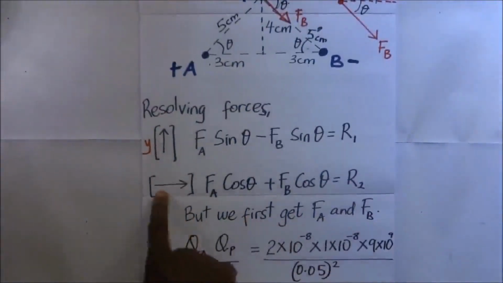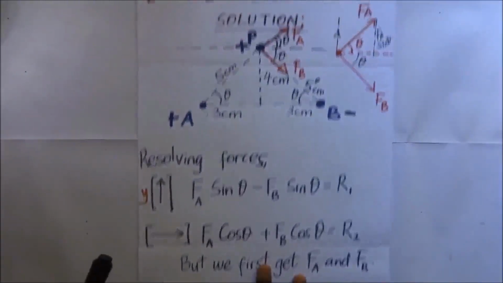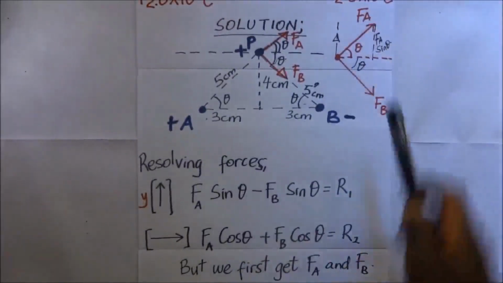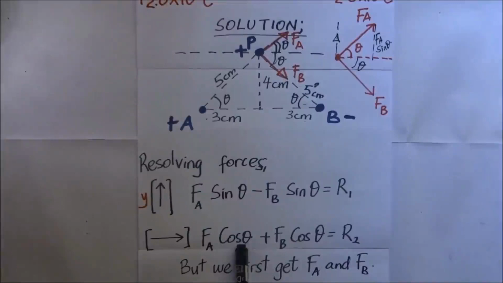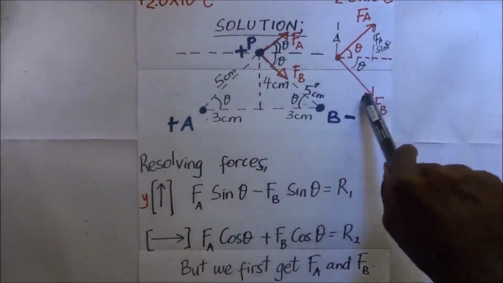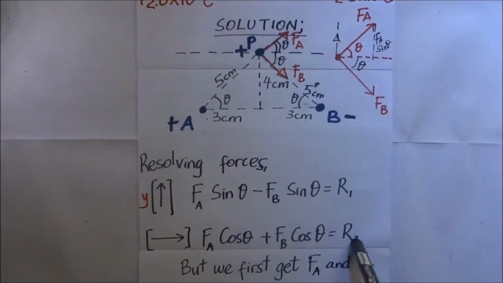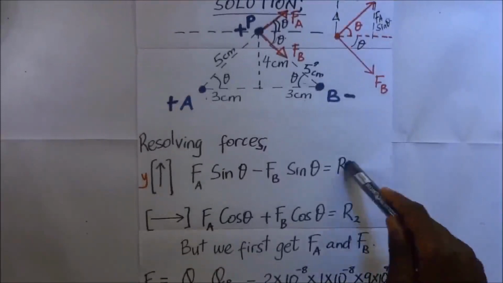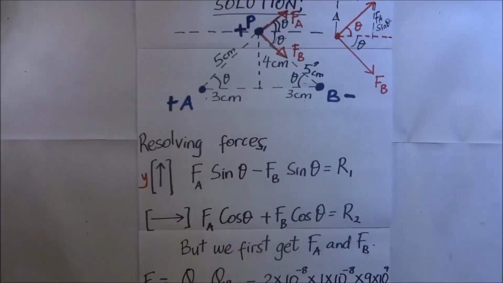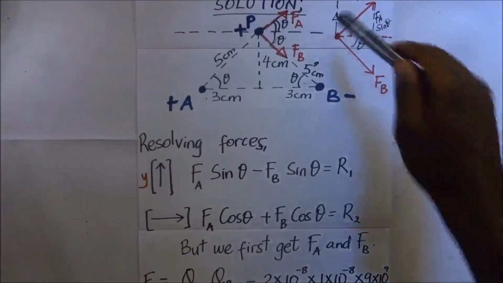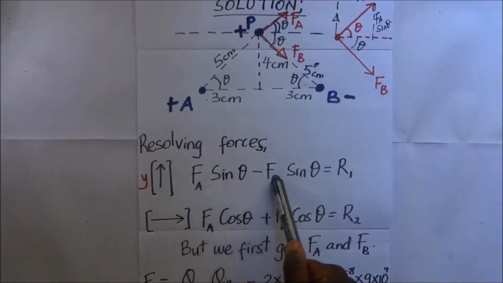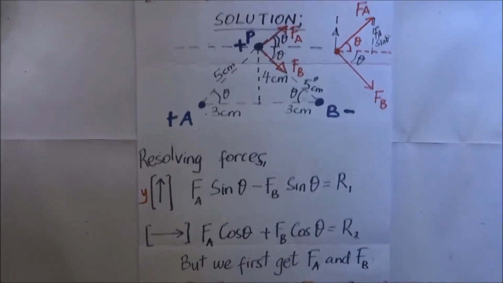Then resolving the forces along the x-axis, looking at FA, resolving it along the x-axis is going to be FA cosine of that angle theta, plus FB, resolving it along this is going to be FB cos theta, giving us R2. So if we get R1 and R2, then we will be able to resolve those two to find the resultant of the force on that particle. But we do not have FA and FB, so we first find FA and FB.